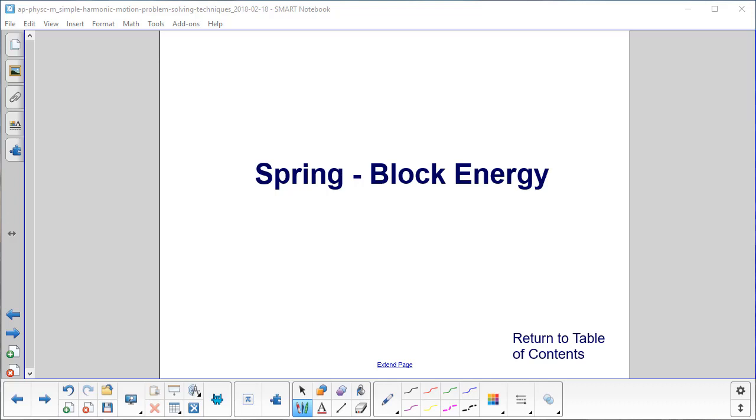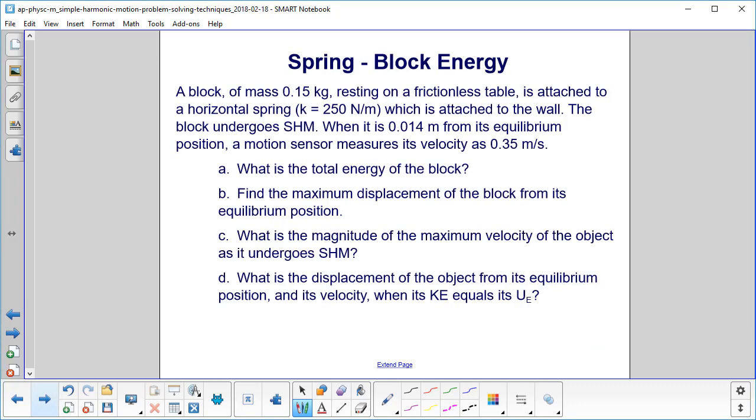Spring block energy. We have a block of mass 0.15 kilogram resting on a frictionless table, and it's attached to a horizontal spring which is attached to the wall. The block undergoes simple harmonic motion. When it is 0.014 meters from its equilibrium position, a motion sensor measures its velocity at 0.35 meters per second.